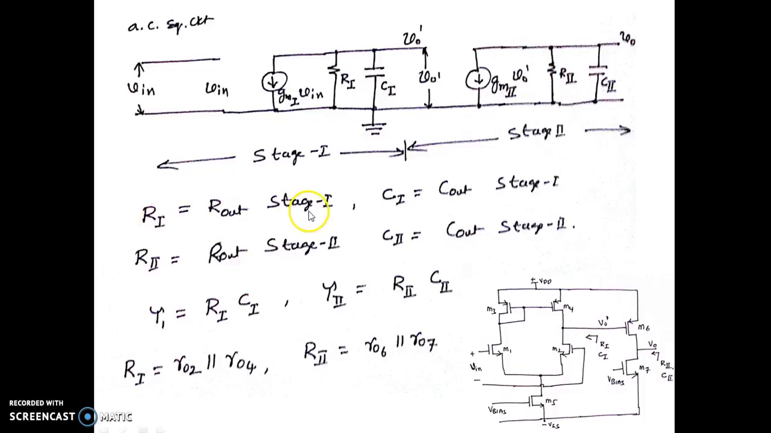R1 happens to be R out of stage 1, C1 is C out of stage 1, R2 is R out of stage 2, and C2 is C out of stage 2. And we have tau1, which is a time constant corresponding to first stage as R1 C1, and corresponding to second stage is R2 C2. And we know that the R out of the first stage, that is represented as R1, is R02 in parallel with R04. Similarly, R2, the output impedance of the second stage, happens to be R06 in parallel with R07. So that's what is represented here.